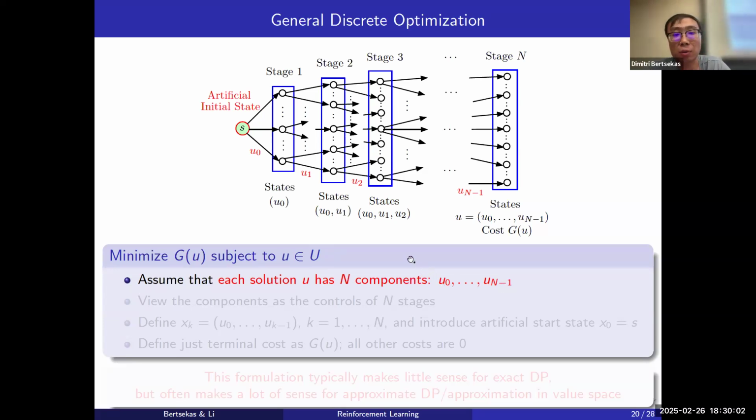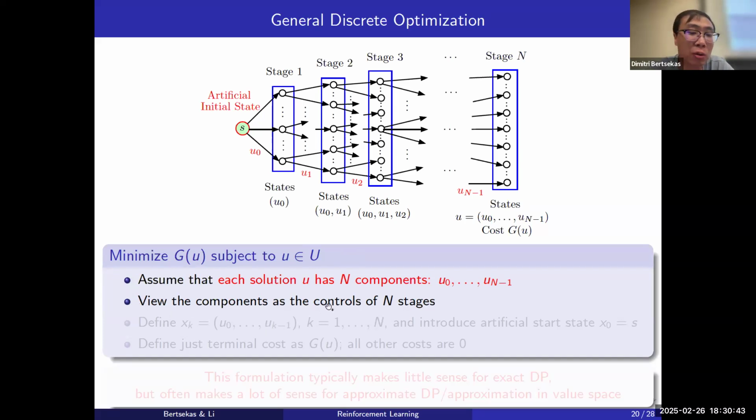Using the traveling salesman example as a mapping to this general discrete optimization problem, this will mean the city you visit first, and this is the city you visit second, and so on. And this set is composed of all the complete tours that are feasible for the traveling salesman problem. And we can view the components as the controls of n stages.